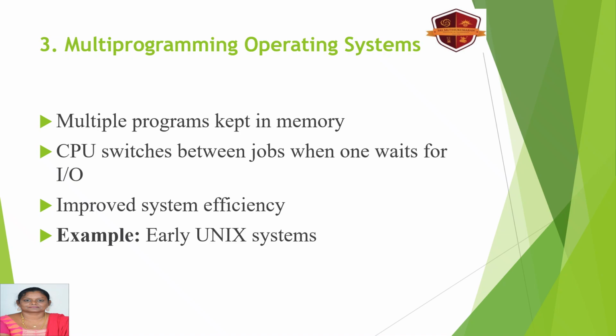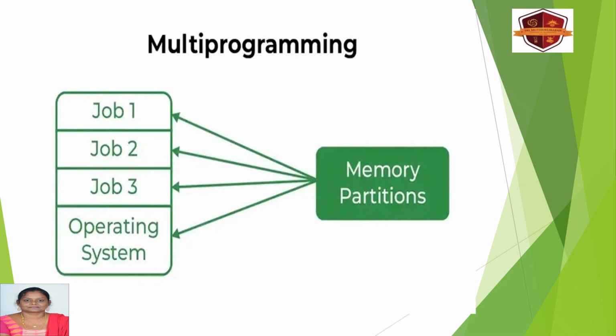And then the multi-programming operating system. Multiple tasks can be run at a single time. Multiple programs are kept in memory, and the CPU switches between jobs when one waits for input/output. The multi-programming operating system also improves system efficiency. An example is the early Unix system. This is an example of multi-programming. We can run a number of jobs at a time by using memory partitions.